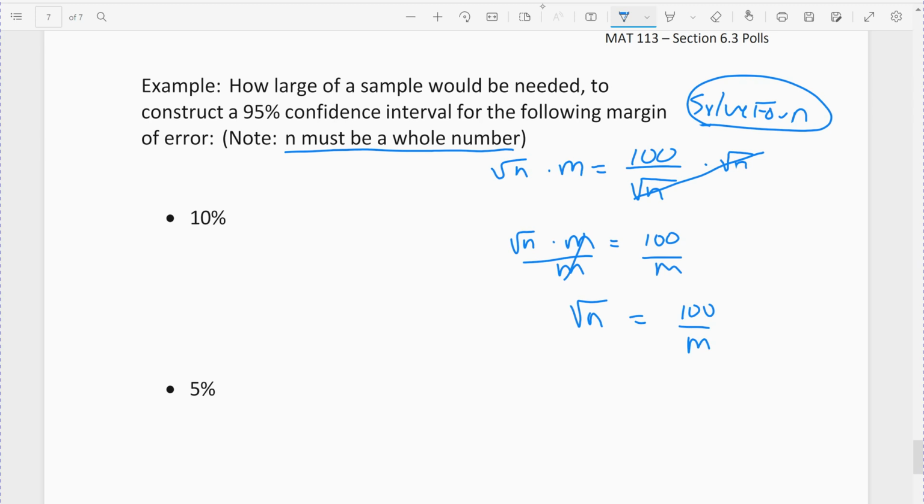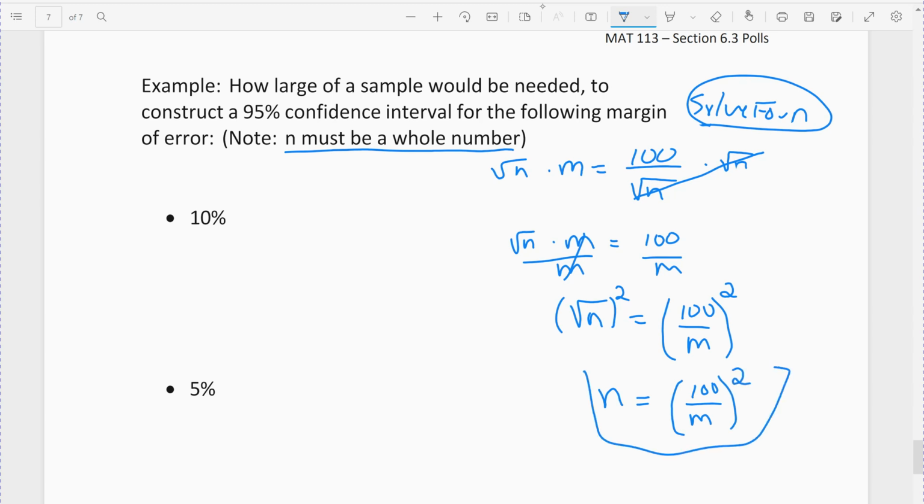I need to get rid of the square root. To get rid of the square root, we take the square. That undoes the square root. Whatever I do to one side, I have to do to the other, and I have to do the whole thing, so I have to square the whole side. So the whole fraction, 100 divided by my margin of error, gets squared. And so the sample size is equal to 100 divided by the margin of error I want, that fraction squared. So that's what we're going to have to solve.